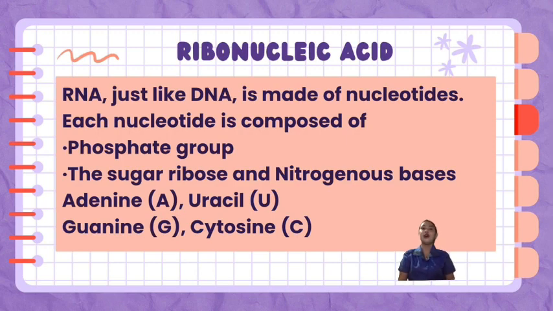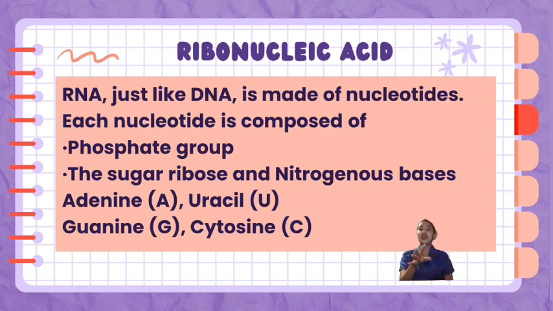Okay, here we have our ribonucleic acid or the RNA. So RNA, just like DNA, it is made up also of nucleotides. Ano nga yung mga nucleotides? Yung mga phosphate groups, sugar, at saka yung nitrogenous bases. Di ba sa DNA, yung sugar niya is deoxyribose. Pero dito sa RNA, yung sugar niya is only ribose. Wala nang deoxy. So, inalis yung deoxy, ribose na lang yung natira.